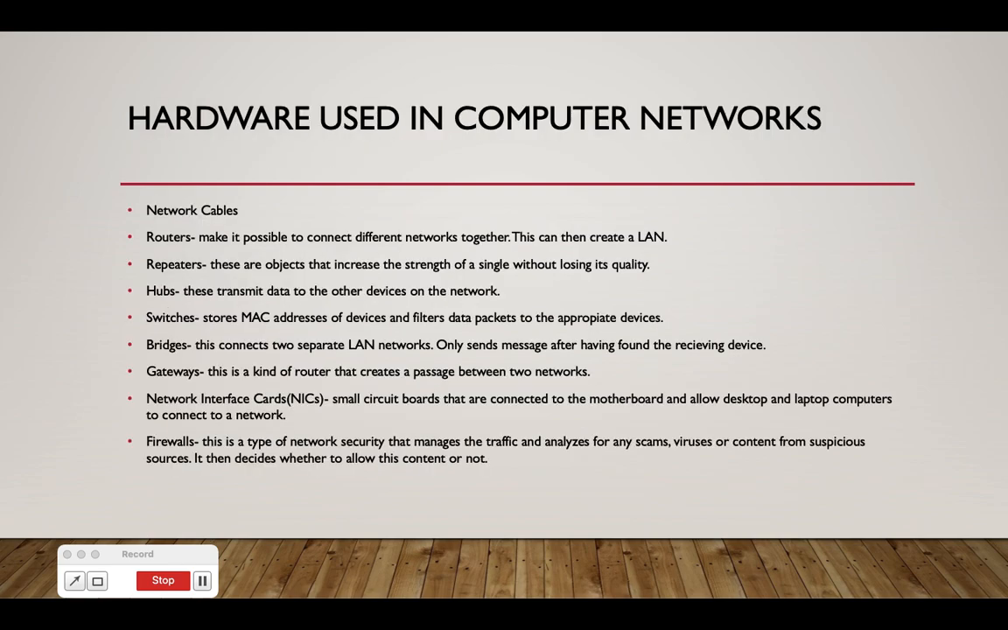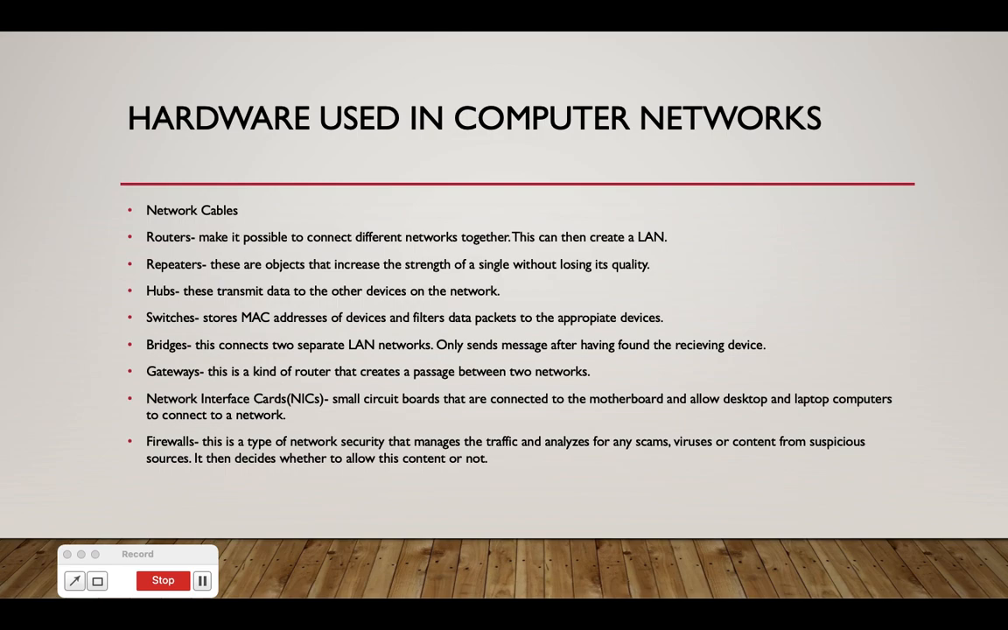So now we're going to talk about hardware used in computer networks. So we have network cables, basically the cables. We have routers. They make it possible to connect different networks together, and it can create a LAN. Next, we have the repeaters, objects that increase the strength of a single connection without losing its quality. Next, we have the hubs. They transmit data to the other devices on the network. We have switches. They store MAC addresses of devices and filter data packets to the appropriate devices.